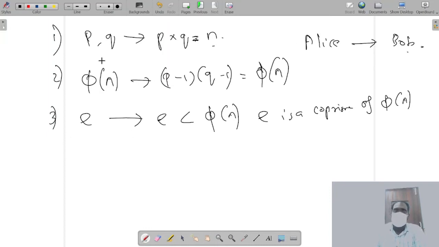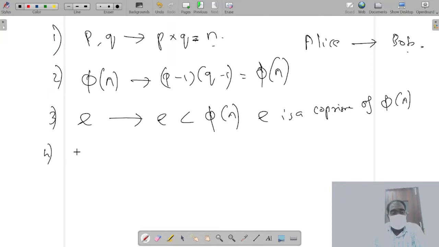So what we did was we selected P and Q and calculated N. P and Q are prime numbers, and we calculated phi of n as (P minus 1) into (Q minus 1), and this works for prime numbers, and we have this number. Now we selected E such that E is less than phi of n and E is a co-prime of phi of n. That's also fine.